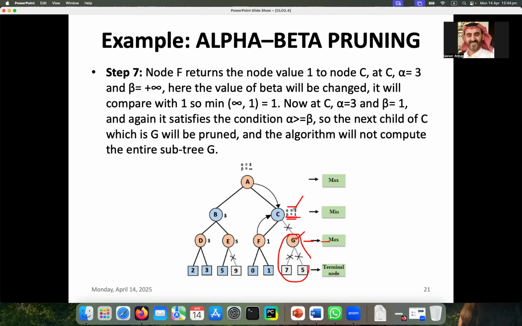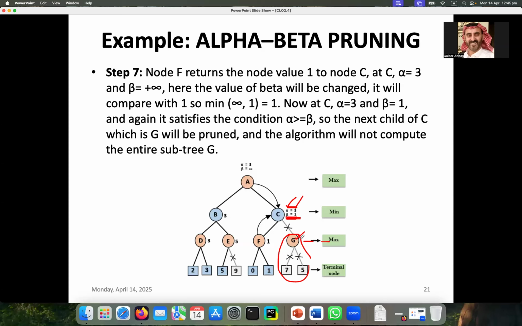Are you understanding? Again, what I'm saying: up to this point, your alpha has the value 3 and your beta has the value 1. Beta is the variable for the min player. Alpha is the variable for the max player. So your max has the value 3. If you get some higher value than 3 for the max player, it is acceptable. And the beta, which is the min player, has the value 1. It will try to minimize the value.